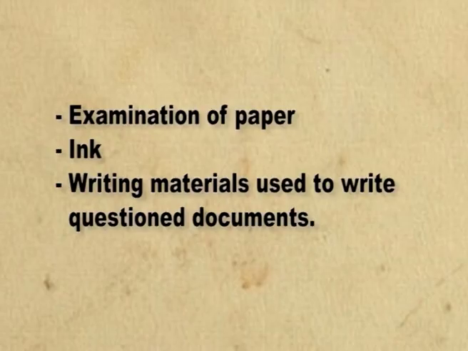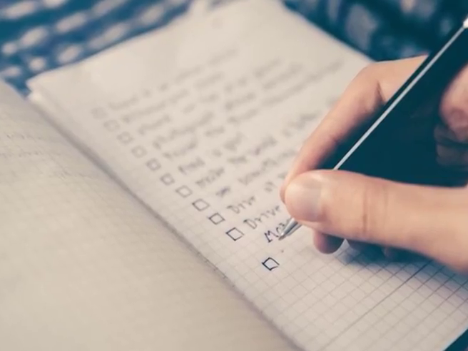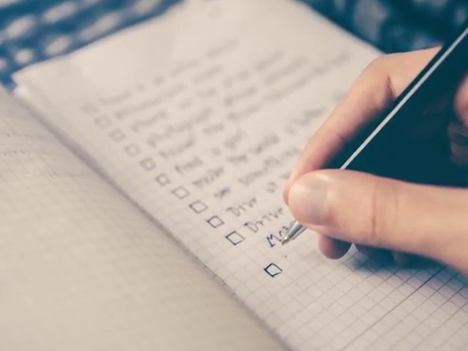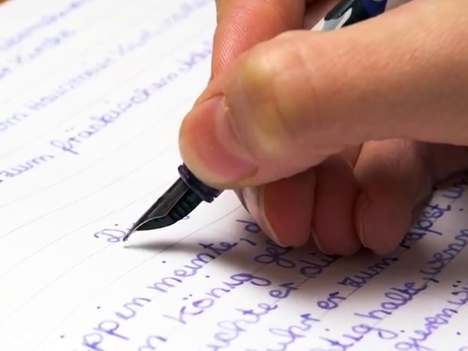Questioned document examination includes examination of paper, ink and writing material used to write the questioned document. Alteration and obliteration of documents: this includes examination of alteration and obliteration in handwriting, where the culprit wants to hide the original content by using different means like color, pen, pencil, or erasures in handwriting to change the meaning of a sentence, with or without influencing the original content.